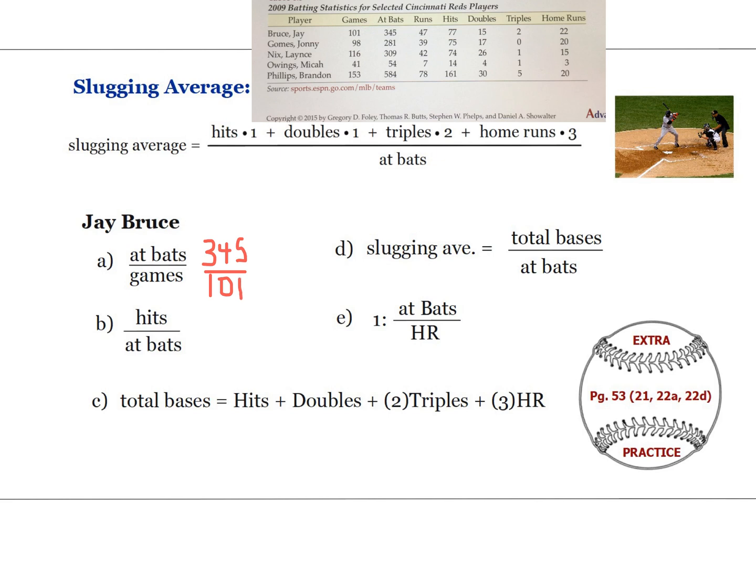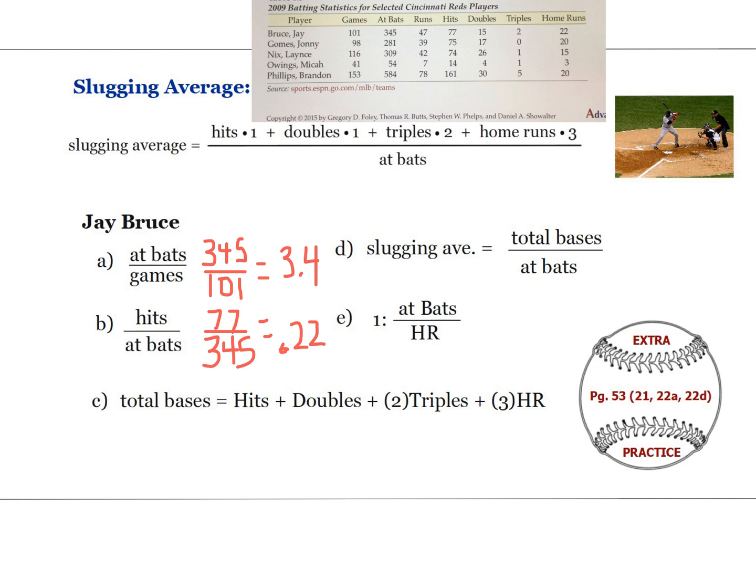When you type that in on your calculator, you'll see that he is at bat approximately 3.4 times per game. For part B, they want to know how many hits he gets versus at-bats. He has 77 hits in 345 at-bats, which comes out to be about 0.22. We could convert that to a percentage, so we could say that's a 22% percentage of hits versus at-bats.